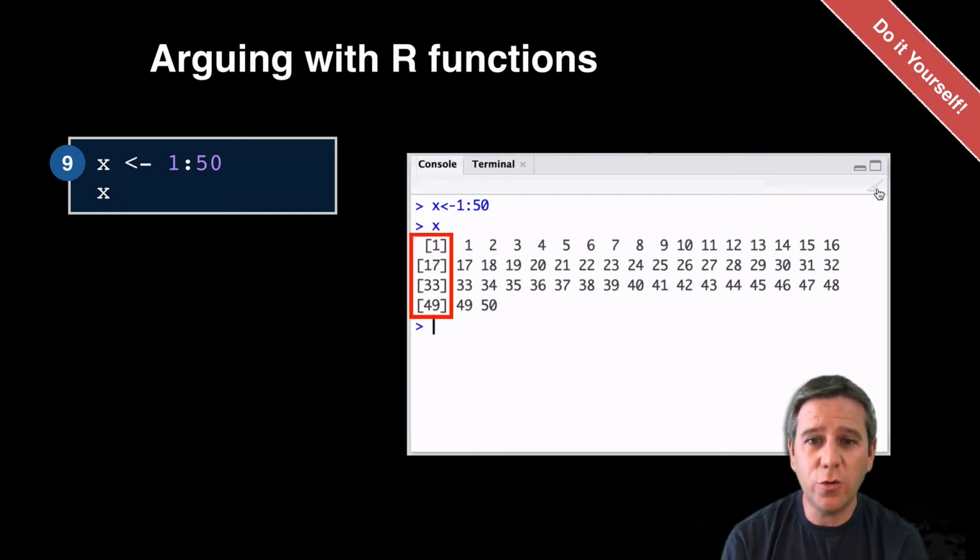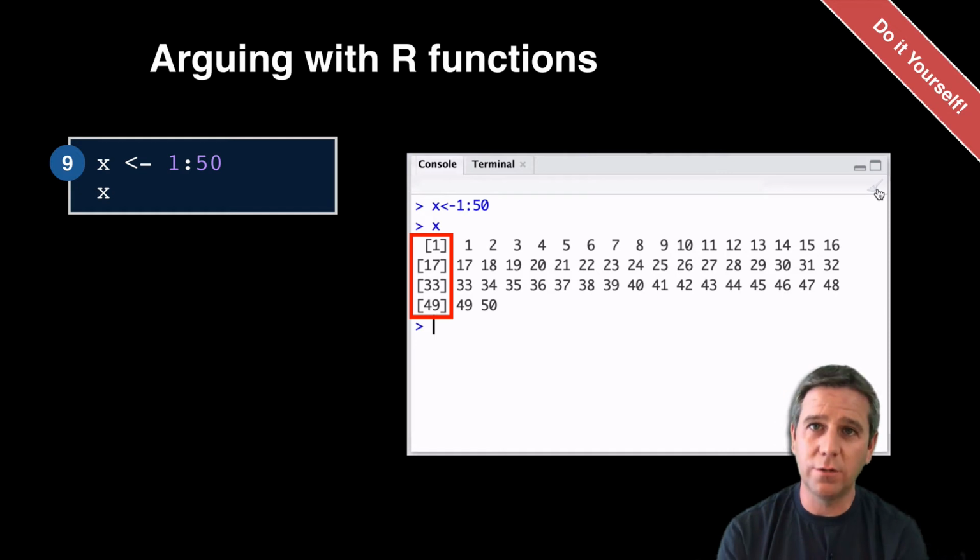Now notice the little square parentheses or brackets, the numbers at the start of each line here when I printed out x. 1, 17, 33, 49. Now what are these?